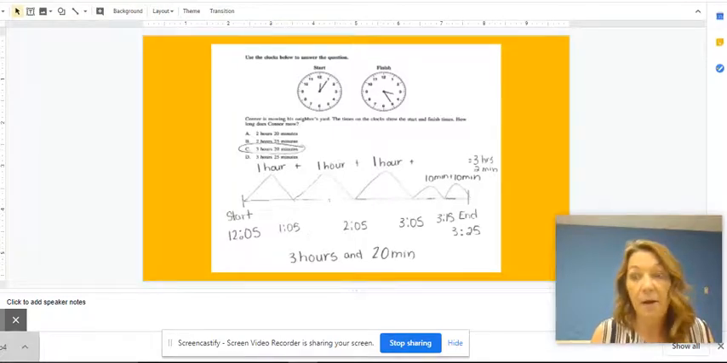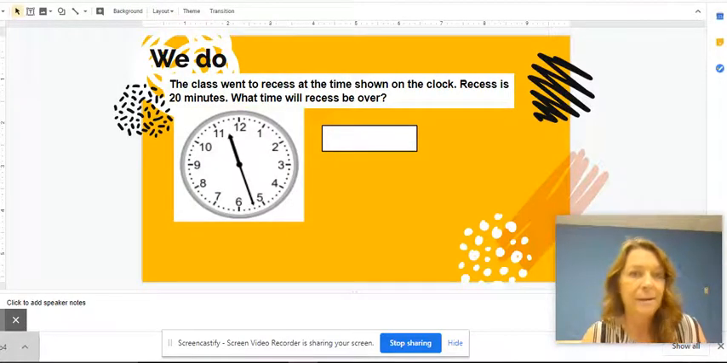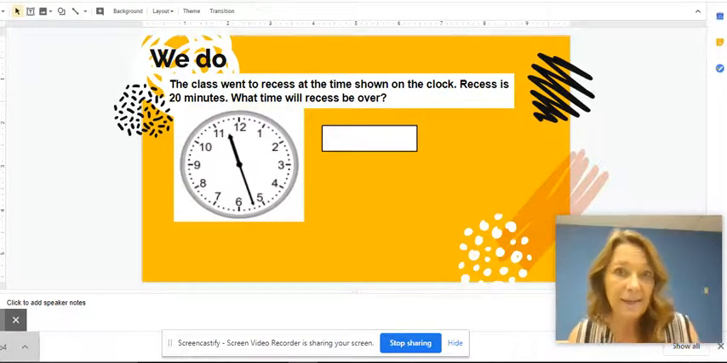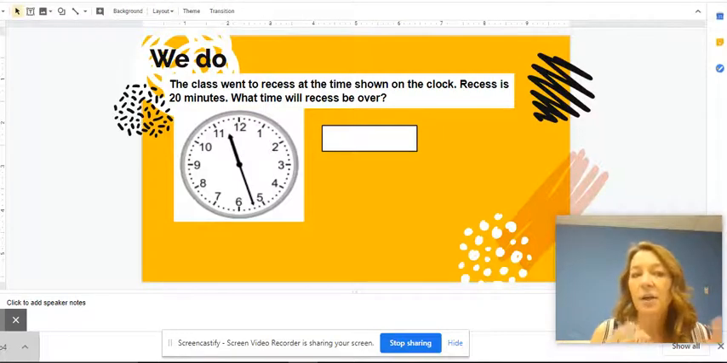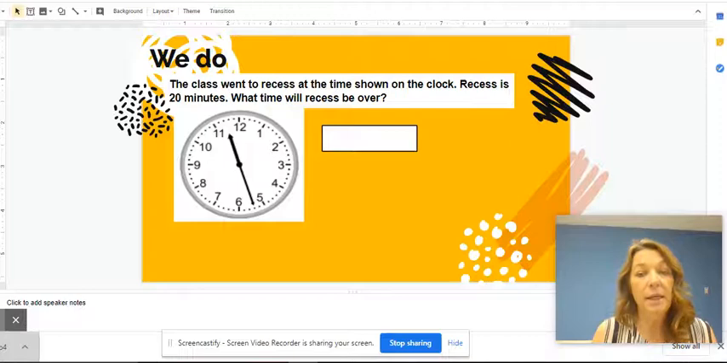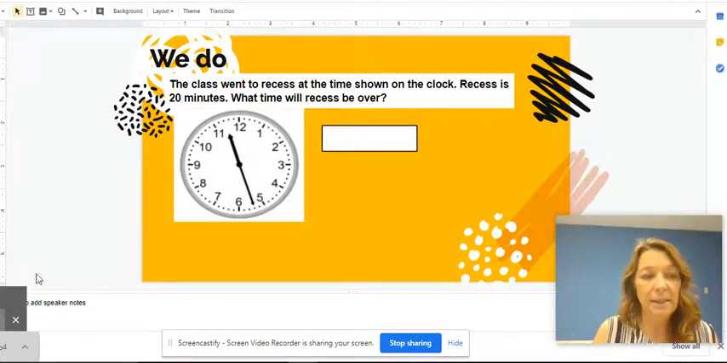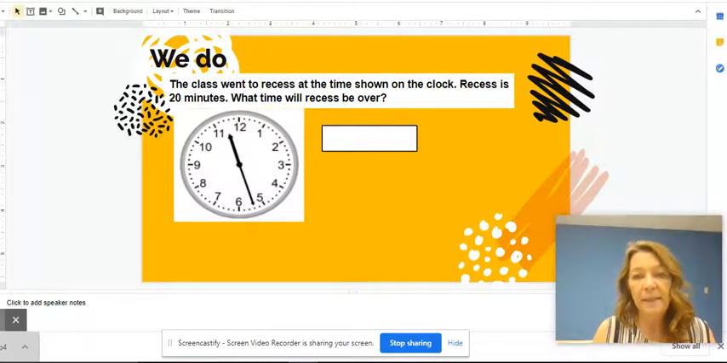All right, now it's your turn. Are you ready? It's about recess. I hope you're still finding some time for recess outside in your backyard. So the class went to recess at the time shown on the clock. Recess is 20 minutes. When is recess over? So step 1 of this problem is what? Finding out what time it is. So let's figure out the time. Write that time down. Make yourself a number line and see if you can find out what time recess is over. I'll see you back here in just a minute.